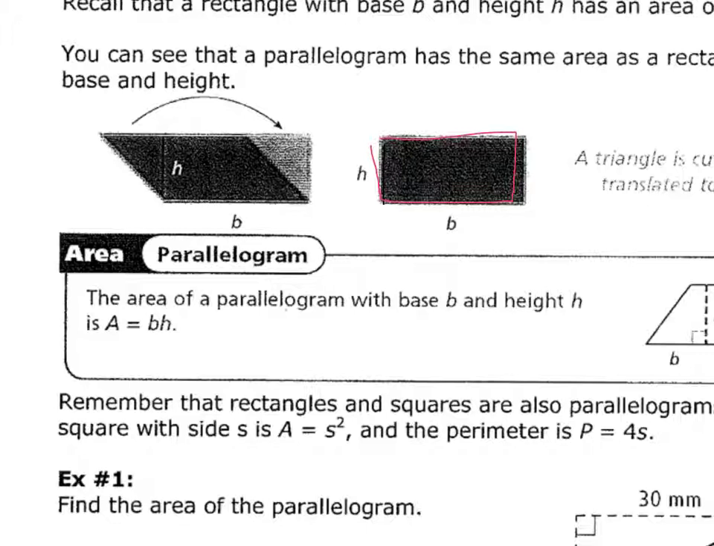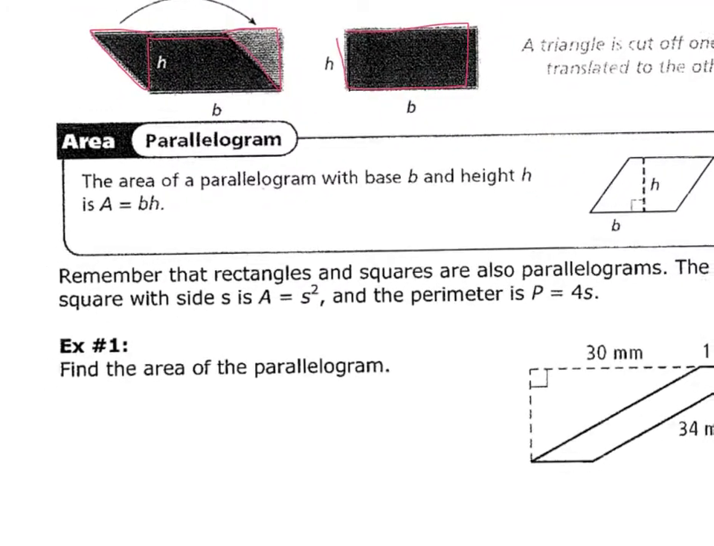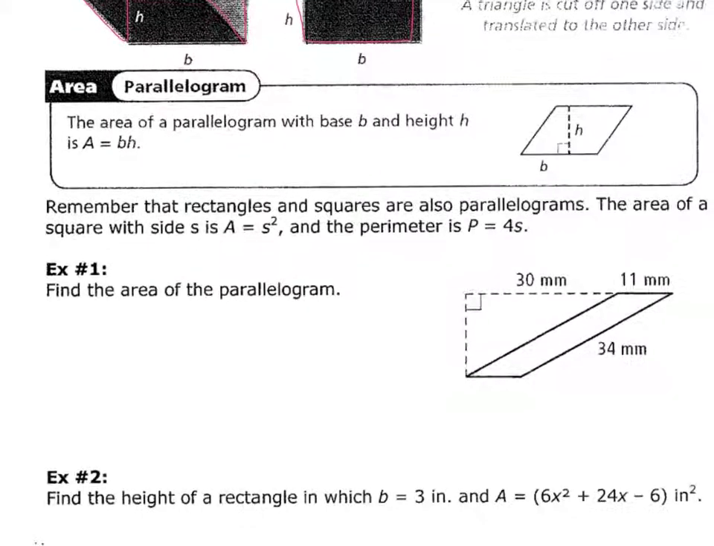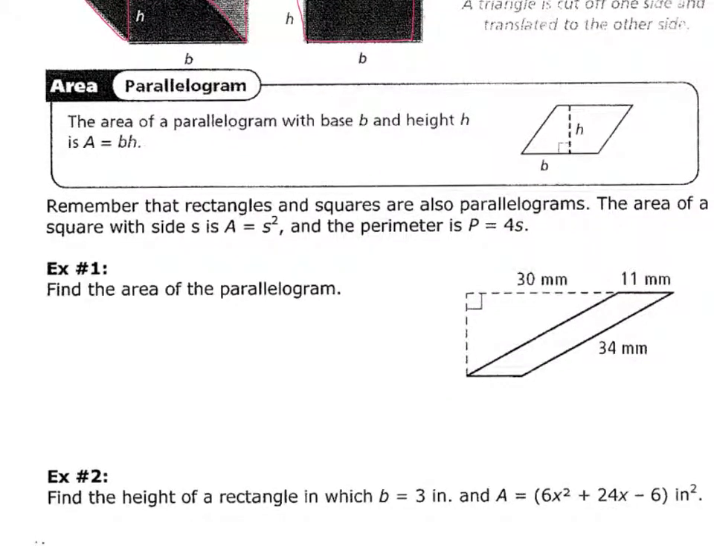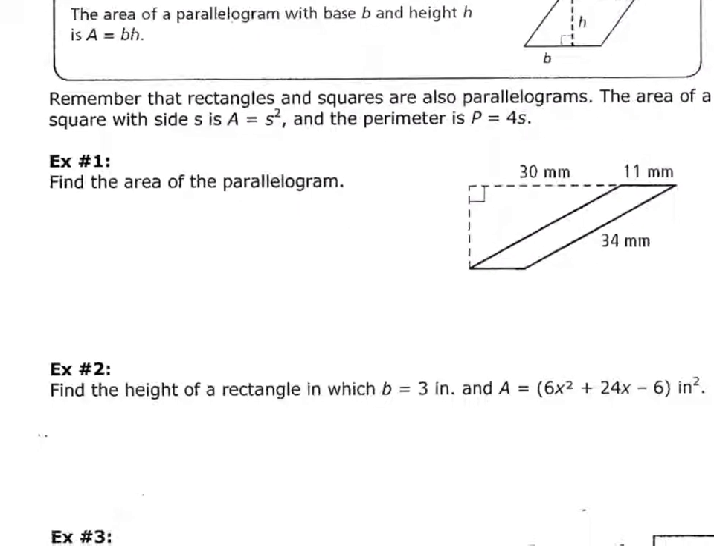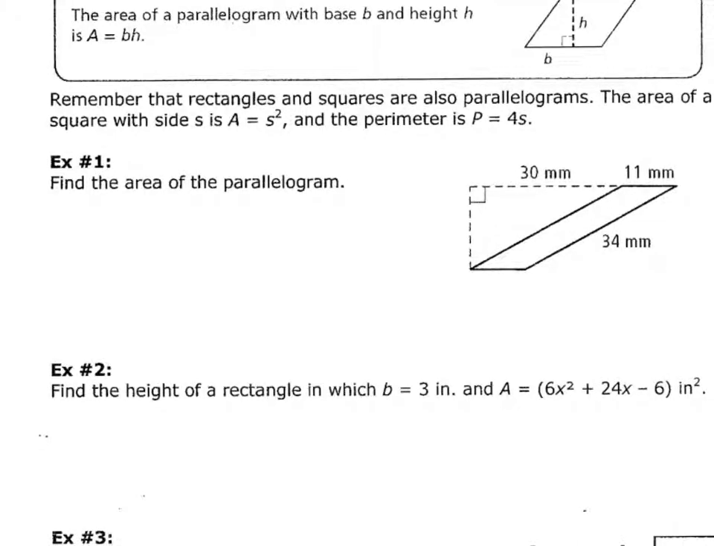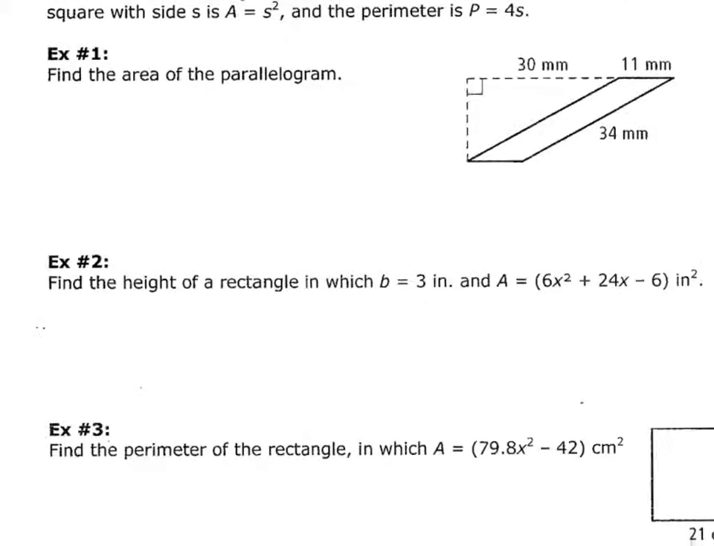But a parallelogram is pretty much like a rectangle, except there was a triangle that we slid or translated over here. So it's really just a rectangle with parts moved in different spots. So a parallelogram's area equals base times height as well. Okay, so you can see in your little definition down here, the area of a parallelogram with base B and height h is area equals base times height. Okay, so let's go ahead and start the first example.